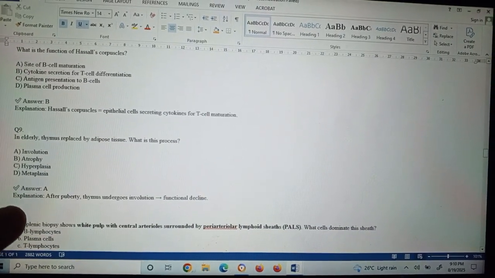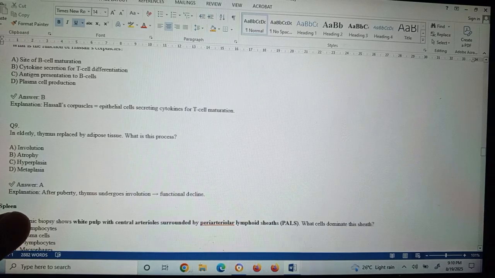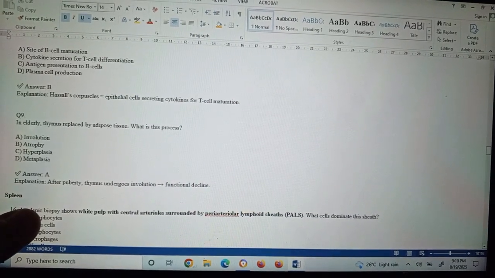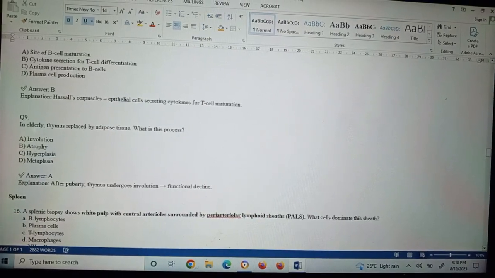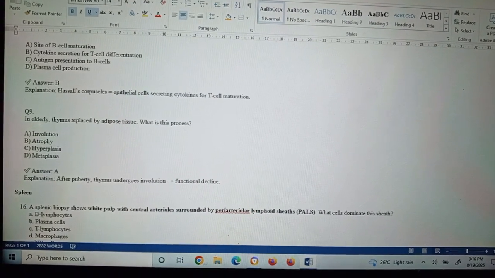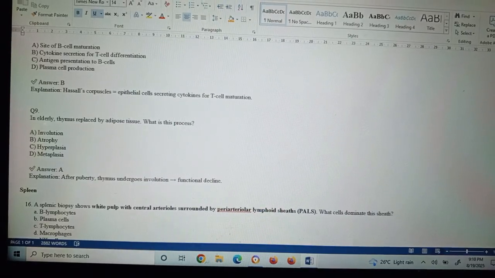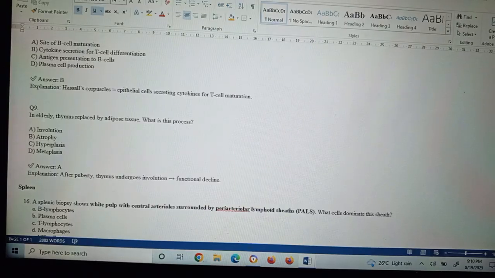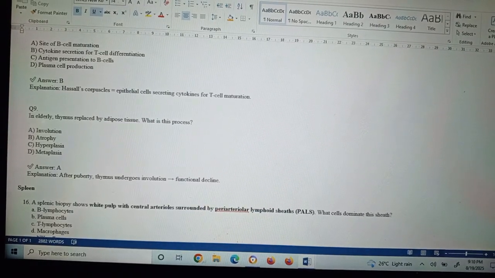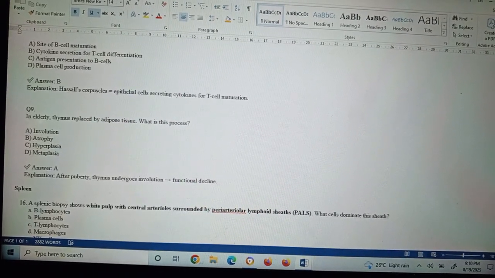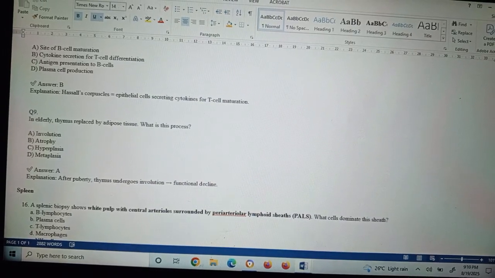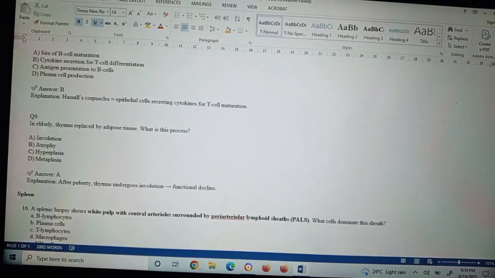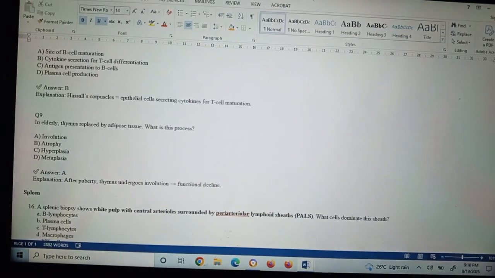Another question: In the elderly, the thymus is replaced by adipose tissue. What is this process? This process is known as involution. This is not atrophy, not hyperplasia, not metaplasia. Metaplasia is when one epithelium converts into another type of epithelium, atrophy is shrinkage of the size of the tissue, and hyperplasia is the enlargement of the tissue.